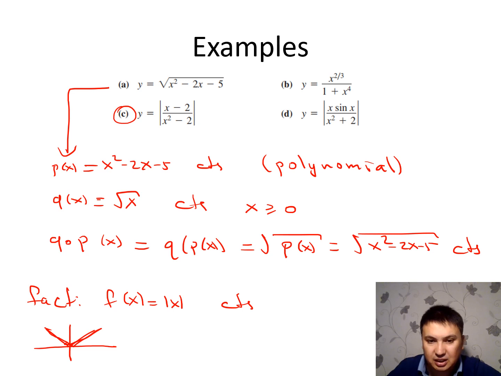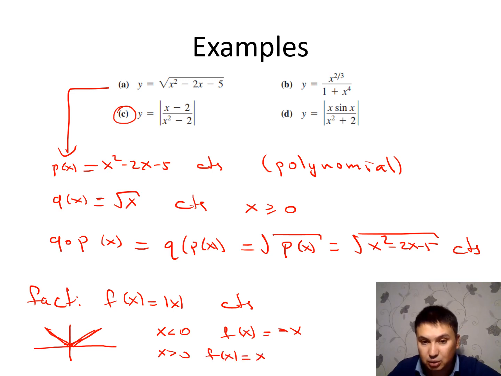Or if you really want to see it, when x is negative, what is f of x? f of x is just minus x, right? This is a polynomial, it's continuous. If x is positive, f of x is just x, right? So it's also continuous because it's a polynomial. What happens at 0? At 0, we see that when you approach from the left, it's 0. When you approach from the right, it's also 0. And f of 0 is also 0, right? So by the definition of continuity, we see that it's continuous. So the absolute value function is continuous.